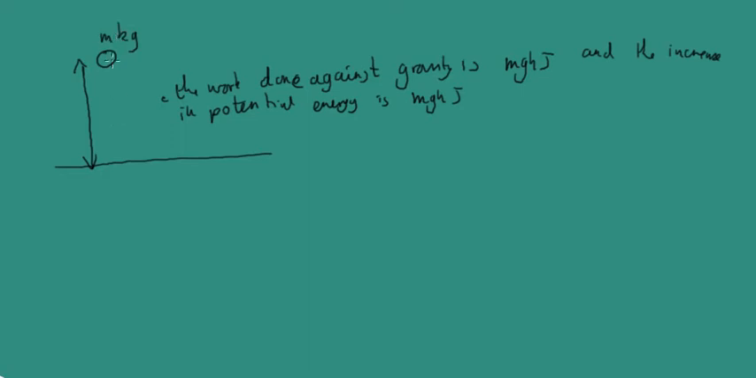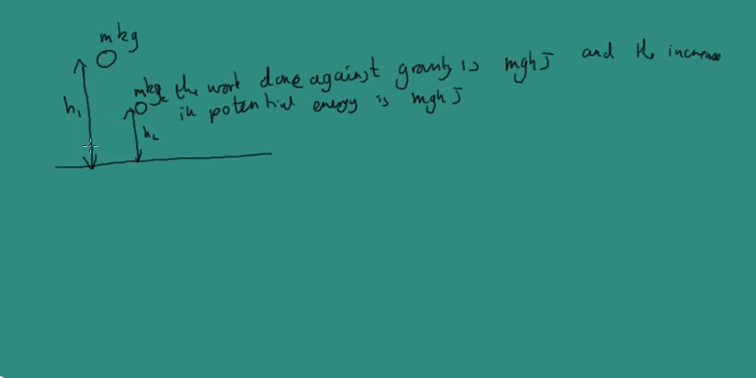So objects at a higher level have more potential energy than those at a lower level. So say we've got, this is h1, and we have another body with the same mass, but it's at h2. This body has got more potential energy than that body, and that's completely logical.